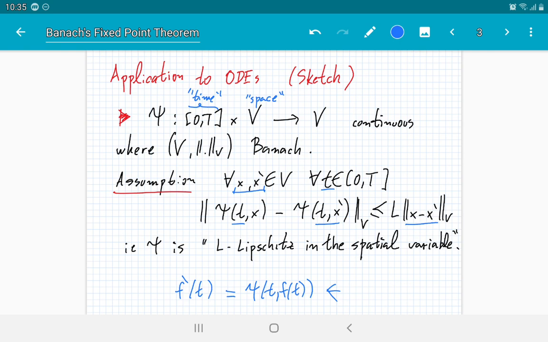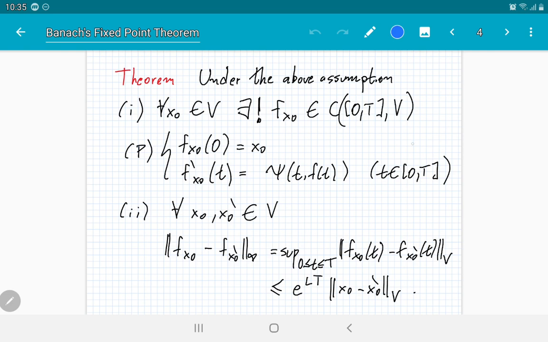I'm assuming that if I fix a t, then psi of t, something, is Lipschitz in that something, with a constant that does not depend on t. So that's right. Okay, so my theorem is an existence and uniqueness theorem for ODEs like this. So, I mean, it's a global existence theorem, if you like. I'm not going to get into too many details.